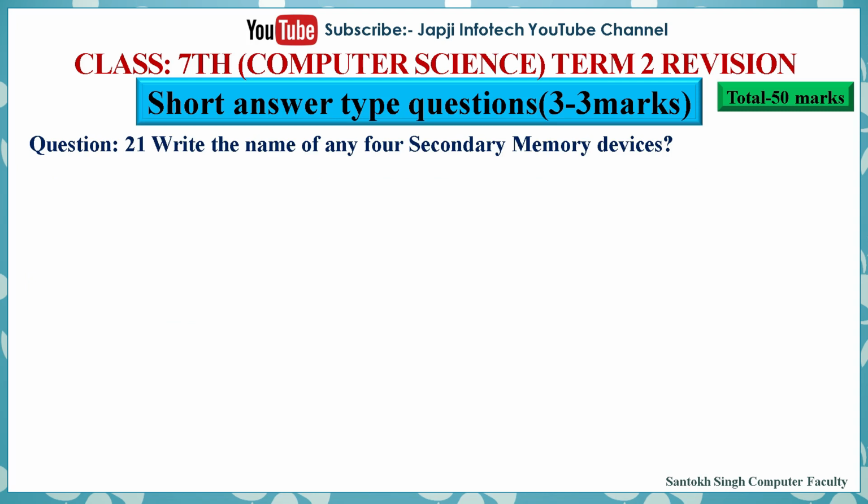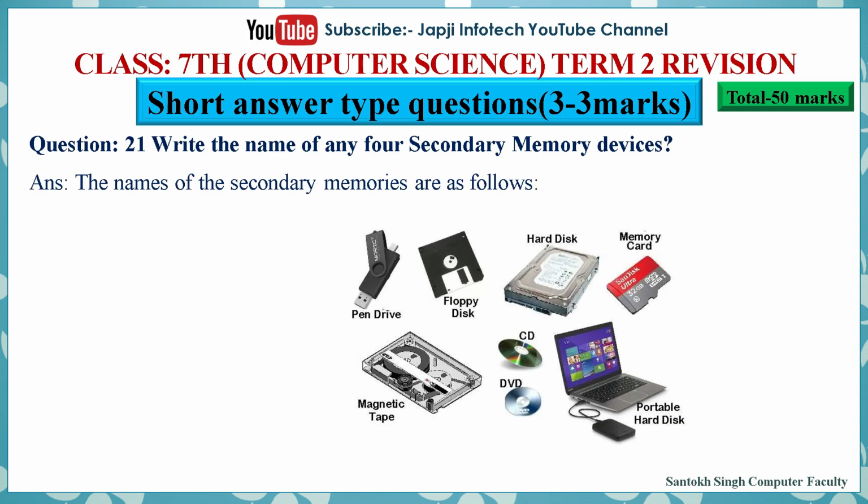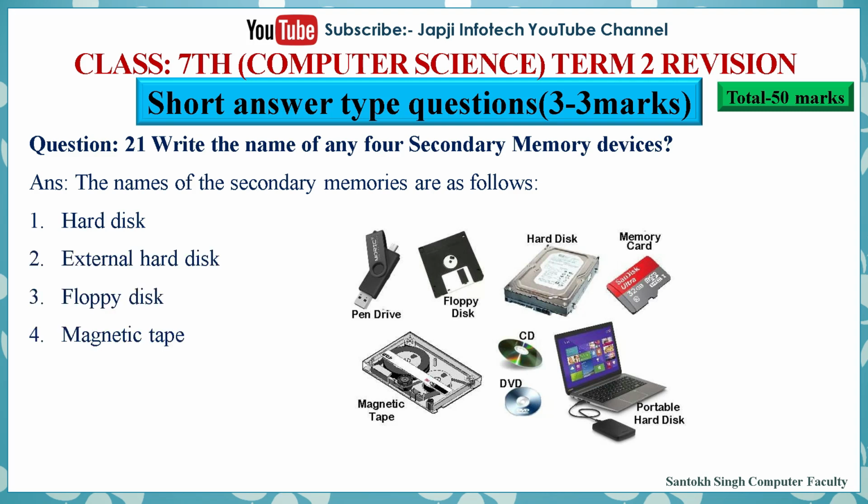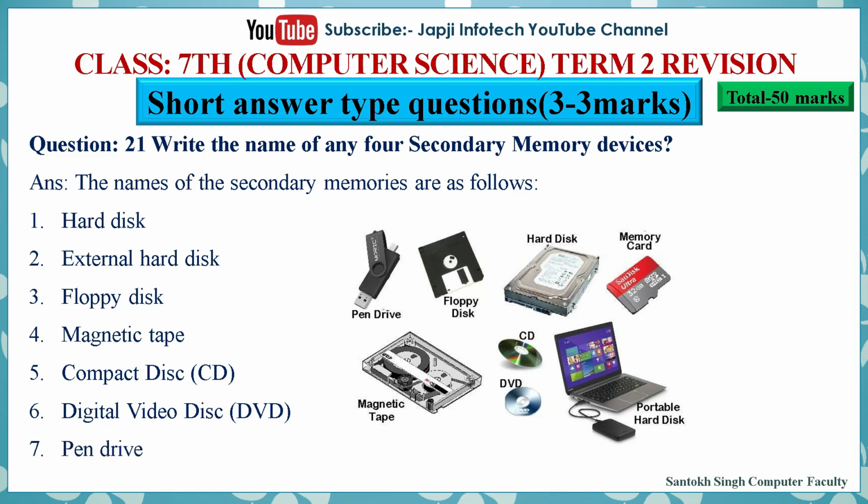And the 21st question is, write the name of any four secondary memory devices. The names of the secondary memory are as follows. The first one is hard disk, second one is external hard disk, third one is floppy disk, fourth one is magnetic tape, fifth one is compact disk, sixth one is digital video disk, seventh one is pen drive, and eighth one is memory card.